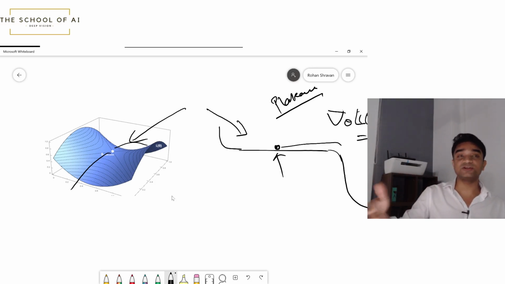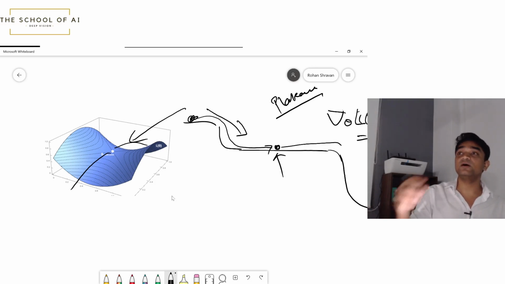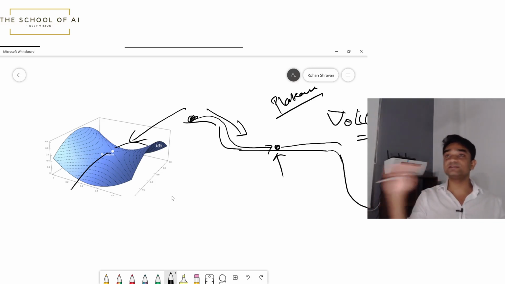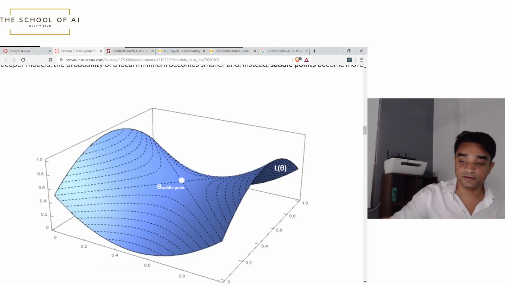What if the molecule actually had this momentum? When this guy actually fell from here, it was carrying a momentum. Now, if momentum is there, even if the surface is flat, it is going to continue moving. Part clear? 100% clear? Okay.